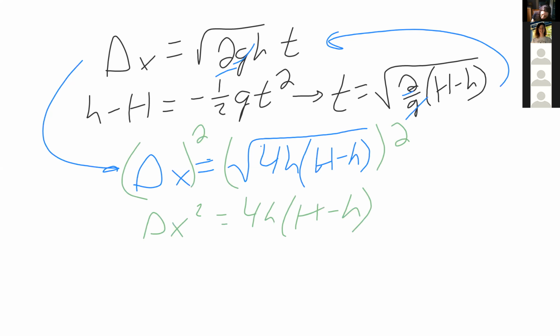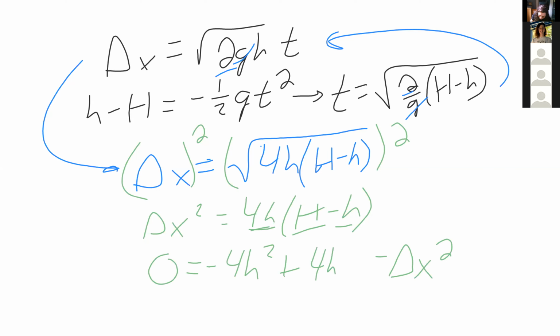Now I'm going to go ahead and distribute my 4 little h, and I can also move my delta x squared over to the right-hand side. So subtracting that, I have negative delta x squared. What I have when I distribute here is I'll have 4 little h times negative little h will give me negative 4 little h squared, and then the other term would be 4 little h times big H. So I'll have plus 4 little h times big H.